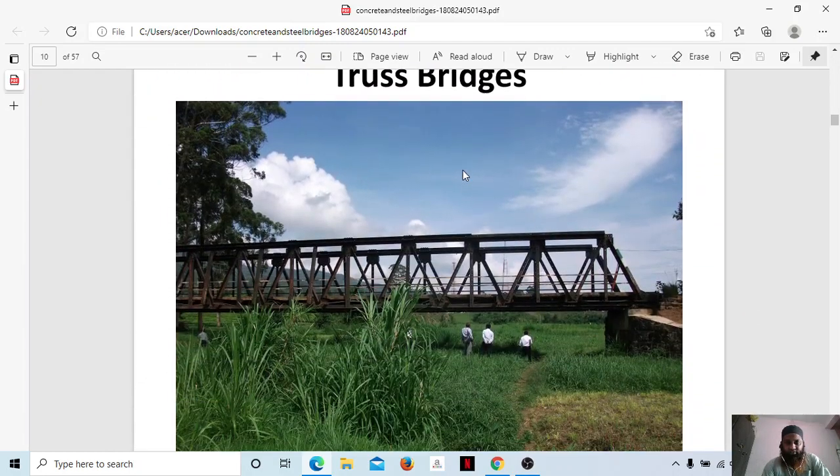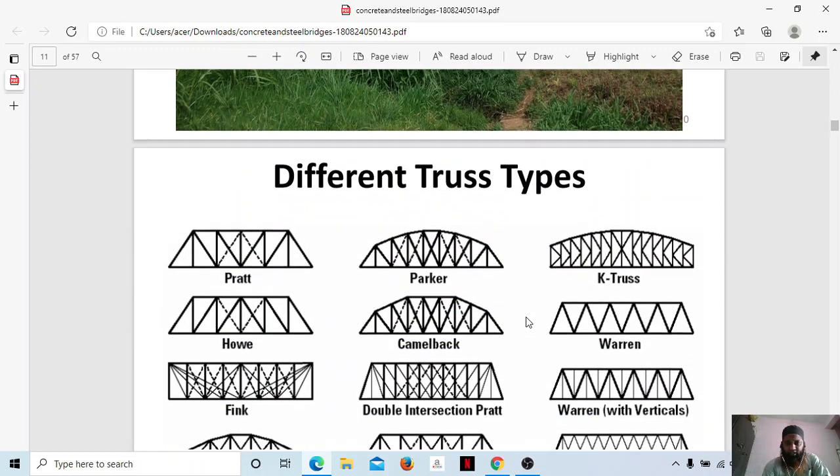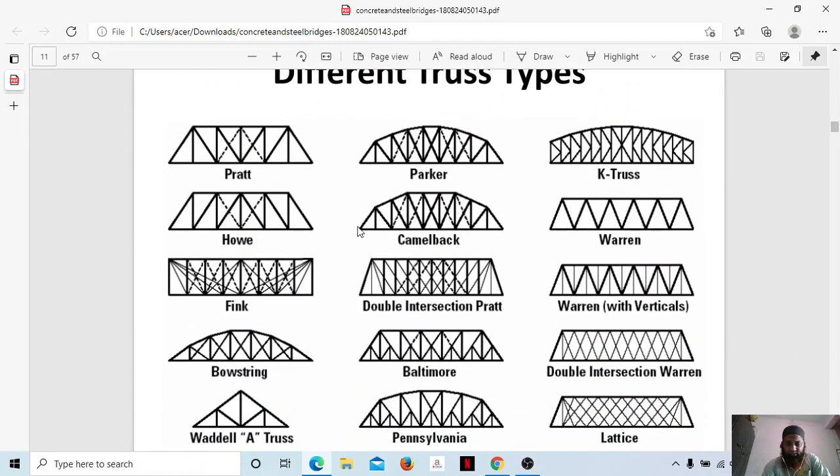Let us see the truss bridge. You can see this is the truss which has been rested from this place to the other place. You can see how this truss has been formed. You can see vertical members as well as horizontal members, and cross bracings also have been provided so that the load can be distributed equally and is not only onto the horizontal members. Different truss types you can see. We have Pratt truss type, Parker, K truss type, Howe, Camelback, and Warren truss.